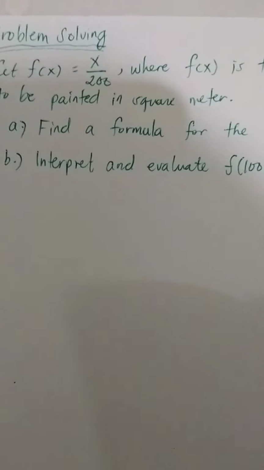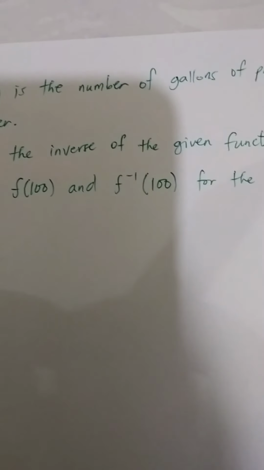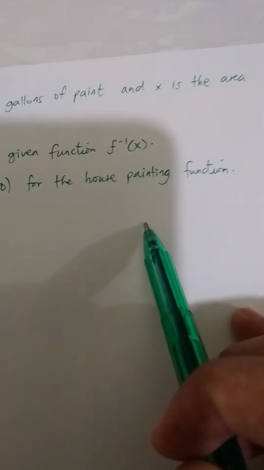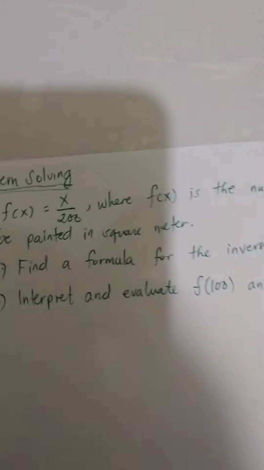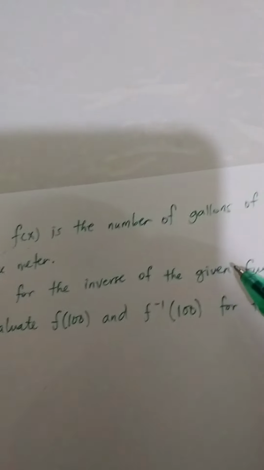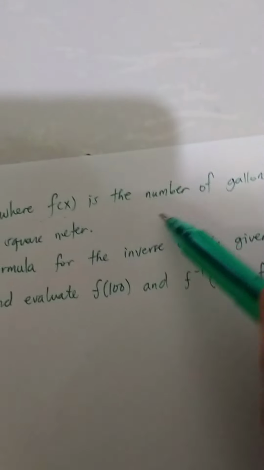Then letter B, interpret and evaluate f of 100 and f raised to negative 1 of 100 for the house painting function. Okay, first let's analyze the given problem. As you can see, f of x is the number of gallons. Therefore, our output is the number of gallons.